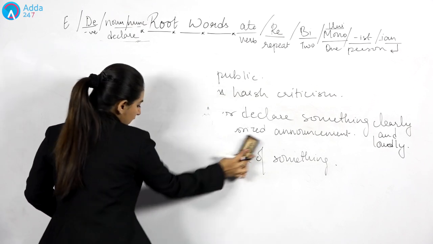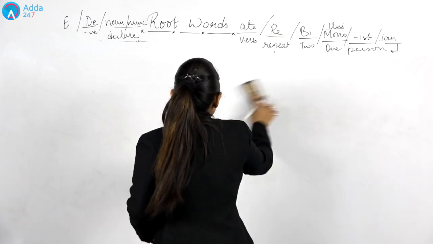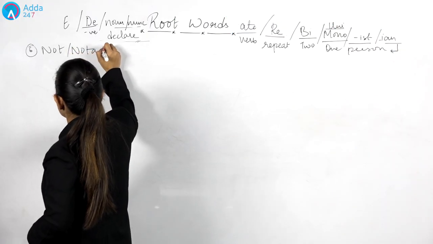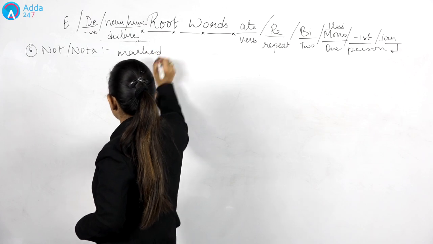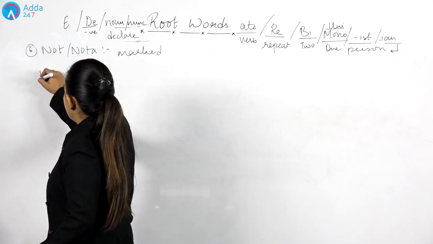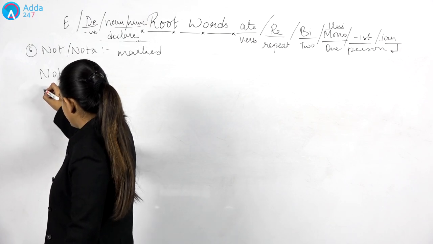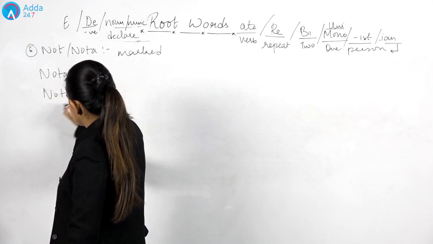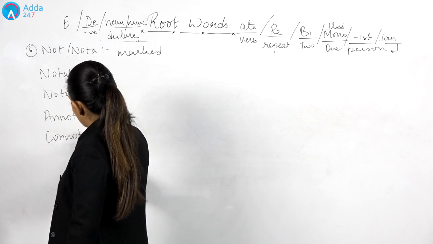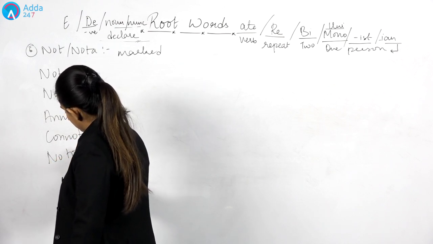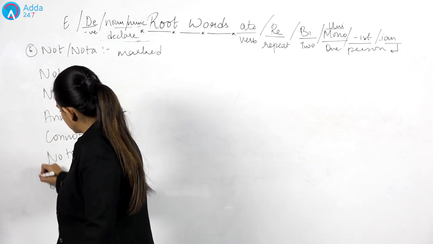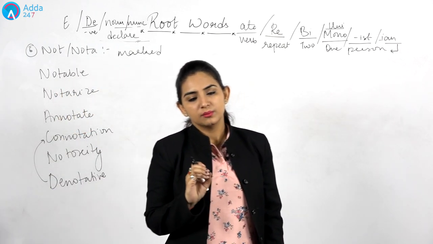And here we come to the last word of this video, and that is note. That is N-O-T or N-O-T-A, that talks about nothing but being marked. Marked as important, marked as being not so important, that is what we mean by not or nota. Now, when I say notable, what does this mean? When I say notarize, what does this mean? When I say annotate, what does this mean? When I say connotation, when I say notoriety, when I say denotative. Now see, denotative and connotation have the same root meaning, but with a different expansion.